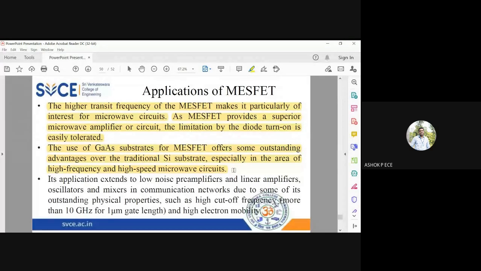So you can use it for low noise pre-amplifiers and linear amplifiers, oscillators, mixers, and communication networks due to its outstanding properties like the electron mobility and the cutoff frequency. So since the gate length is very small, the operating frequency becomes higher and higher, and the electron mobility is also high. Okay, so this ensures that the MESFETs are very good candidates for operating in microwave-based circuits.